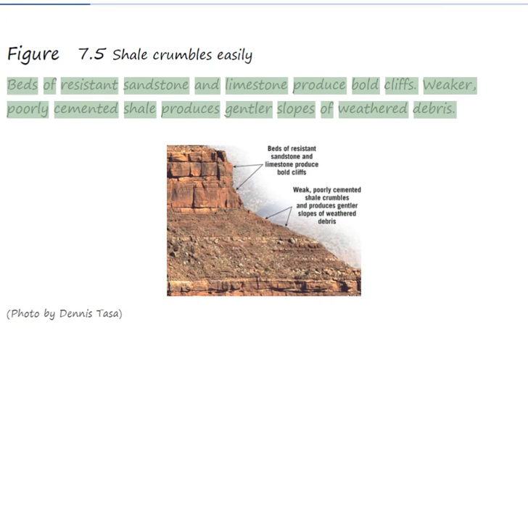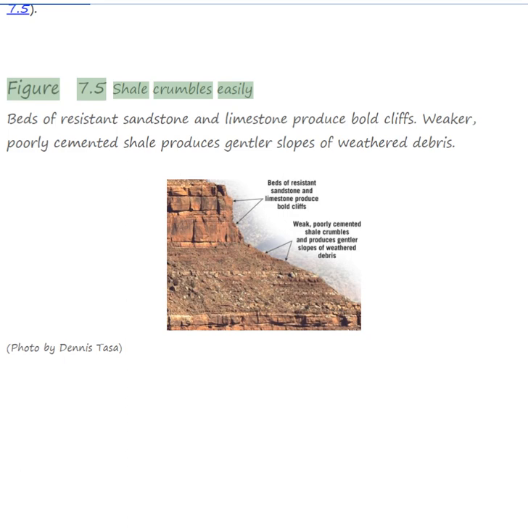Beds of resistant sandstone and limestone produce bold cliffs. Weaker, poorly cemented shale produces gentler slopes of weathered debris. Figure 7.5 Shale crumbles easily.